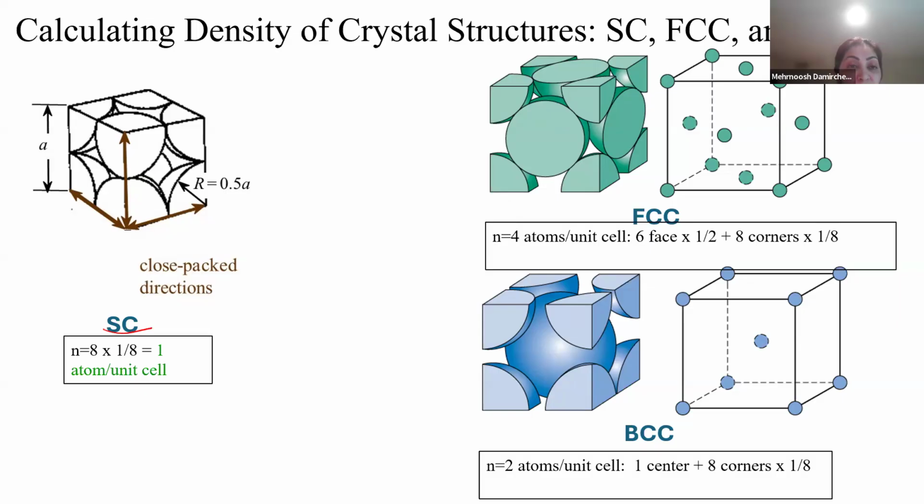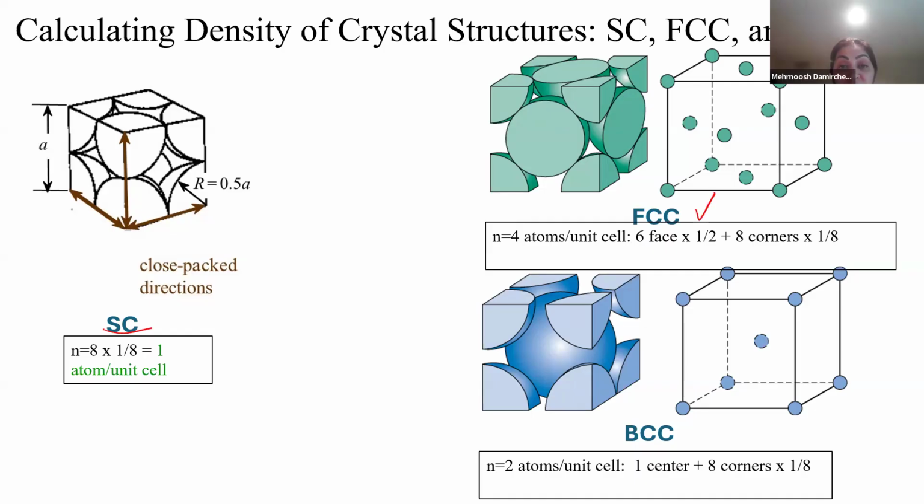You see that we have 8 atoms at the corner, so the number of atoms per unit cell is 8 times 1 per 8 equals 1. So 1 atom belongs in each unit cell.